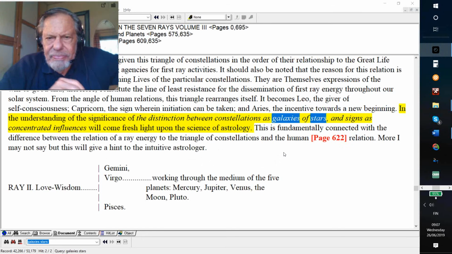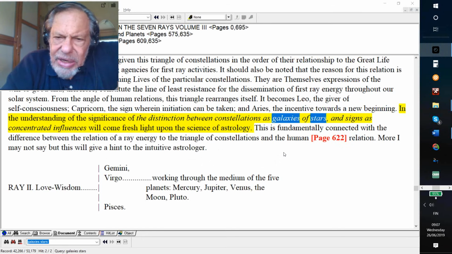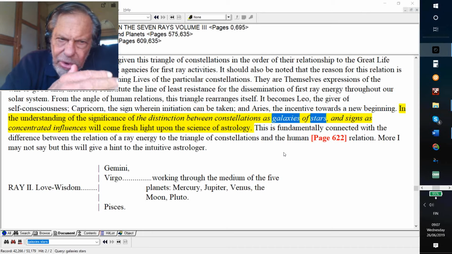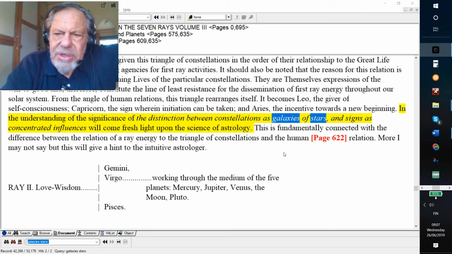And that's why basically he's telling us something you would never expect him to tell us. He's telling us that the tropical system, which measures all signs from the first point of Aries, is the more esoteric. He's telling us that.